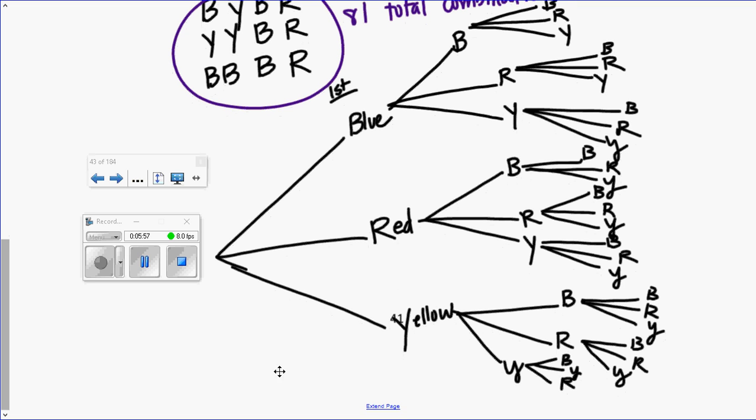One way to figure out how many combinations there are is on the first day there's 3 choices, blue, red, or yellow. On the second day there's 3 choices, blue, red, or yellow. On the third day there's 3 choices, blue, red, or yellow. And on the fourth day there's 3 choices, blue, red, or yellow. And if you multiply 3 times 3 times 3 times 3, you get 81 possible outcomes.